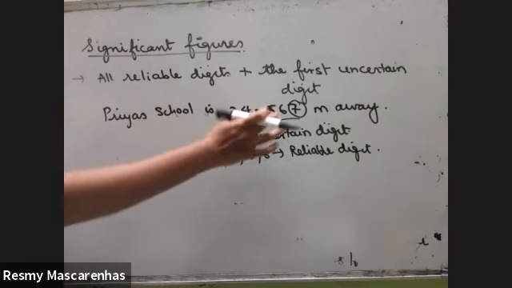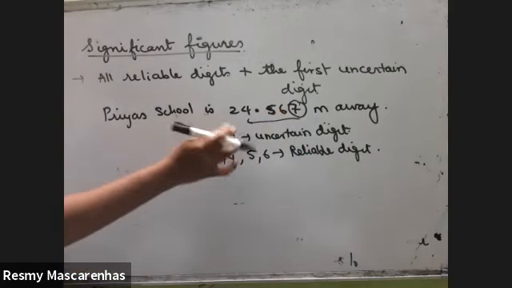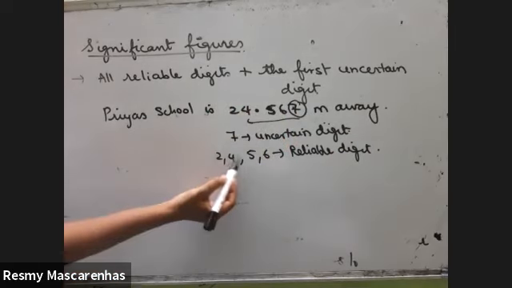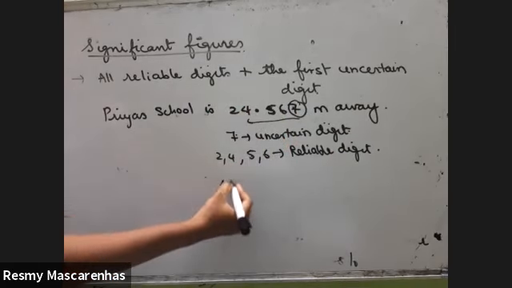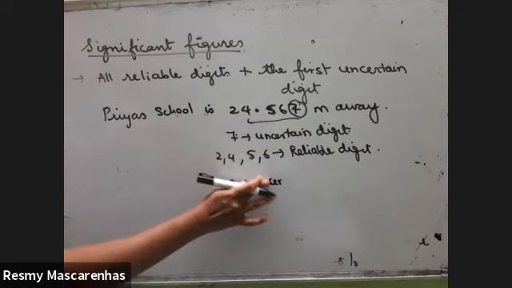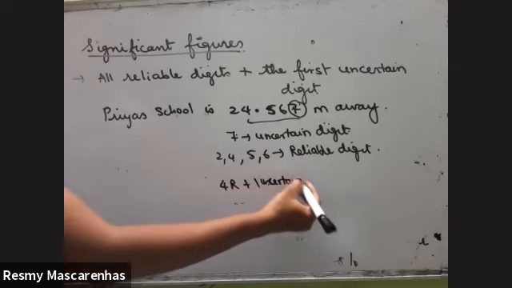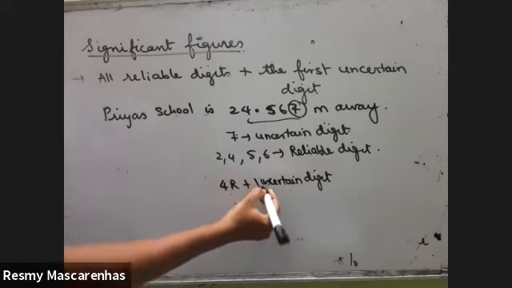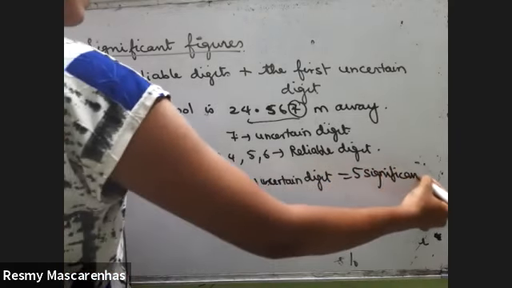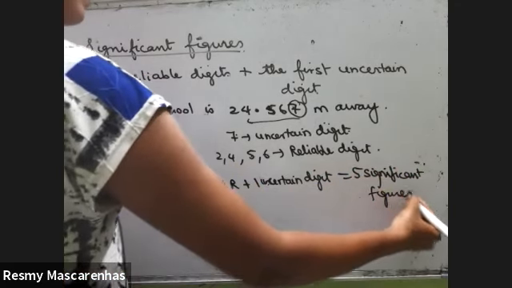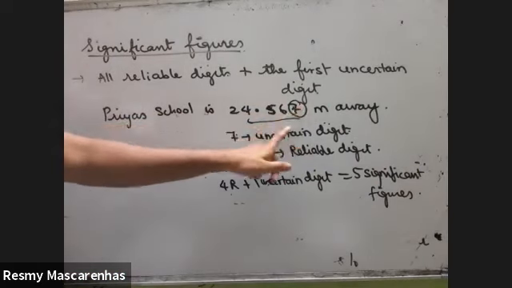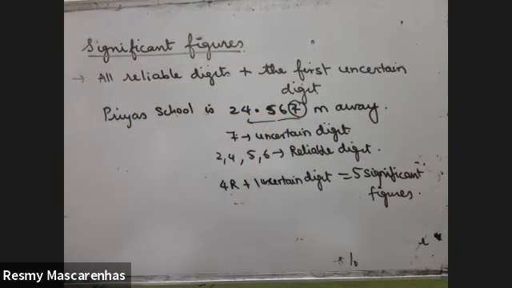So we have to add both of them. Total how many significant digits? 1, 2, 3, 4, 5. So 4 reliable plus 1 uncertain gives me 5 significant figures. Always the first digit from this side is called the uncertain one, and the remaining are called the reliable ones.